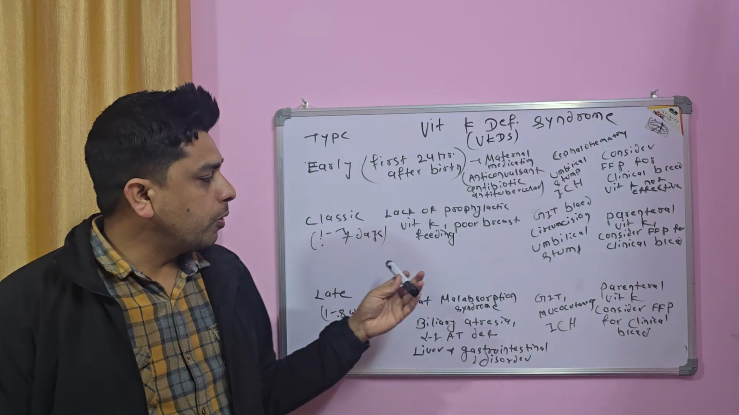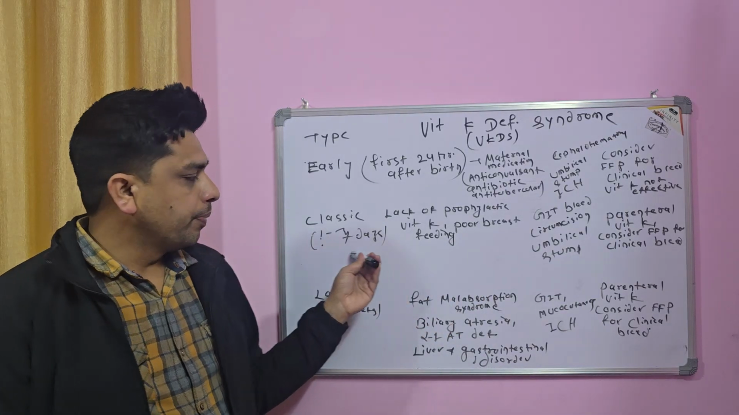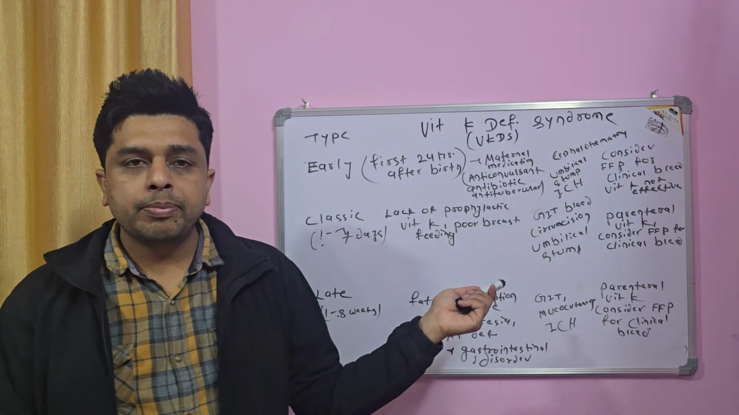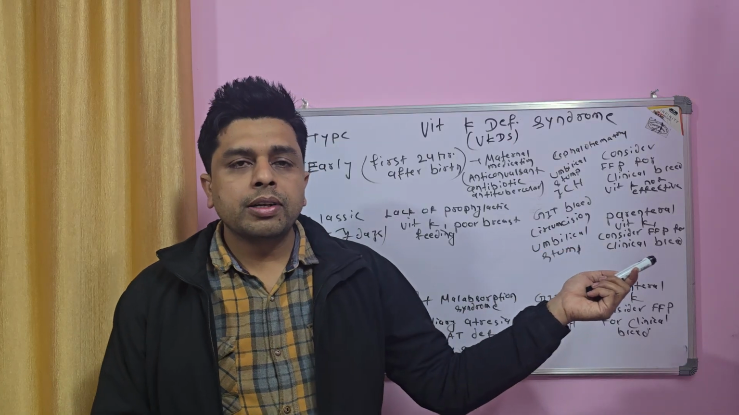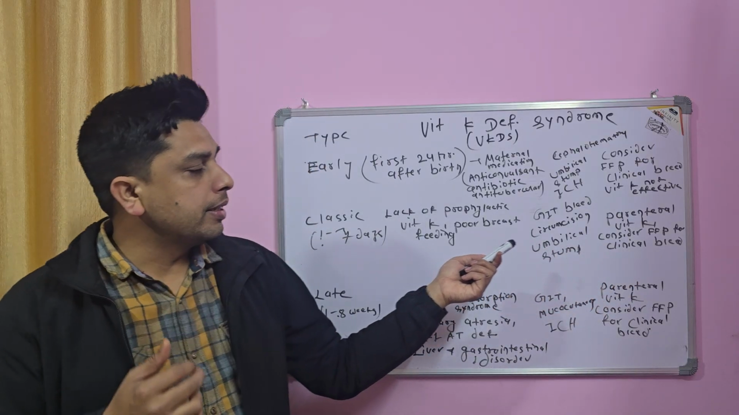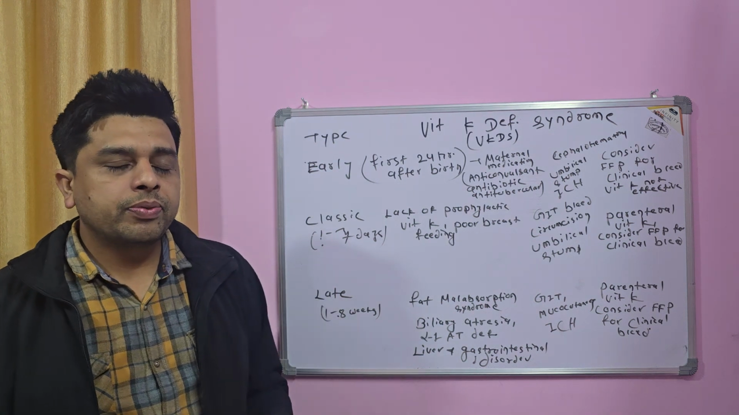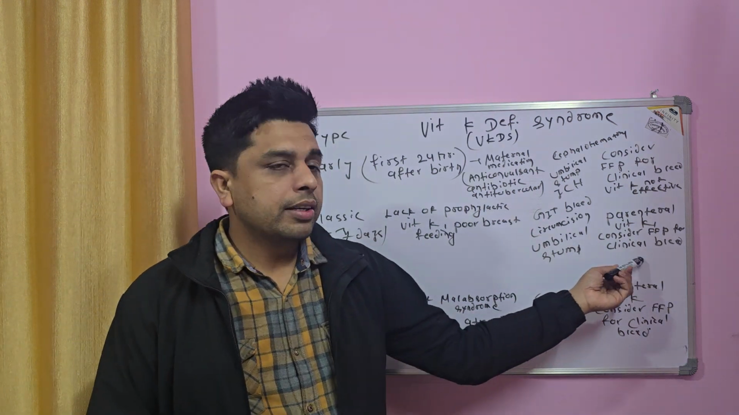And also poor breastfeeding can cause the classical presentation. The most common sites are GIT bleed, circumcision, or umbilical stump bleed. And the most common treatment is giving parenteral vitamin K or considering fresh frozen plasma after clinical bleed.